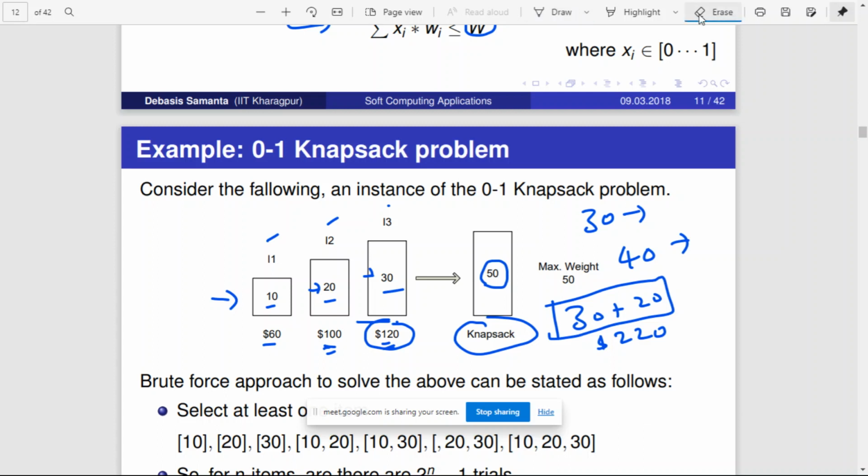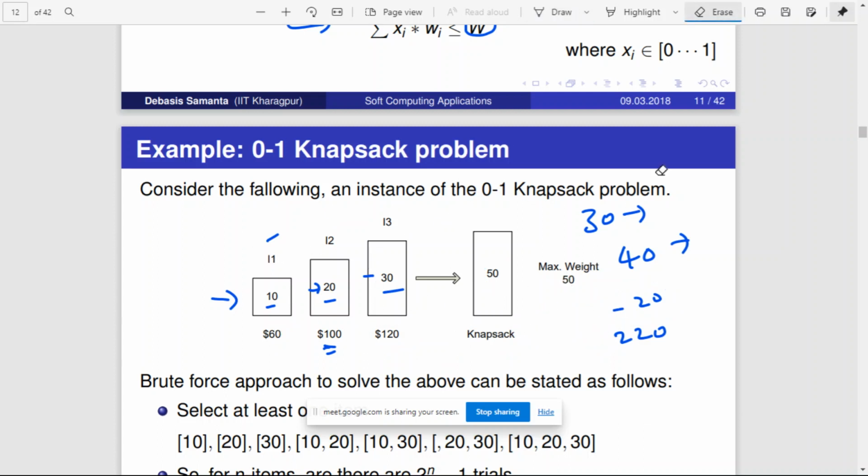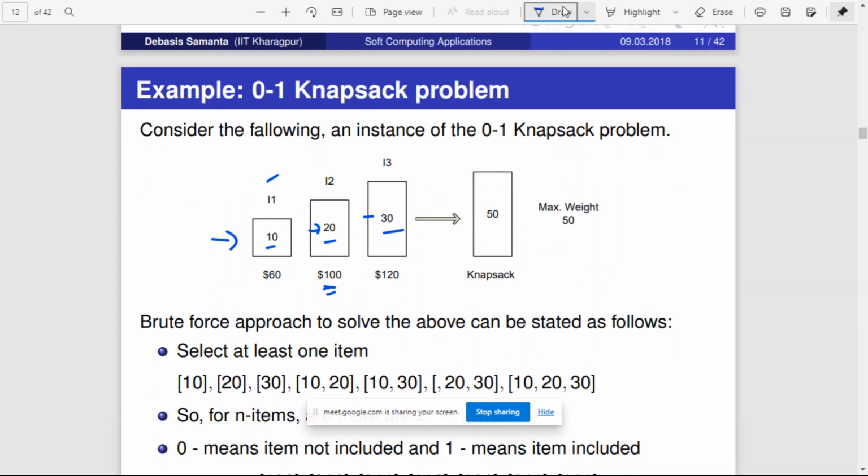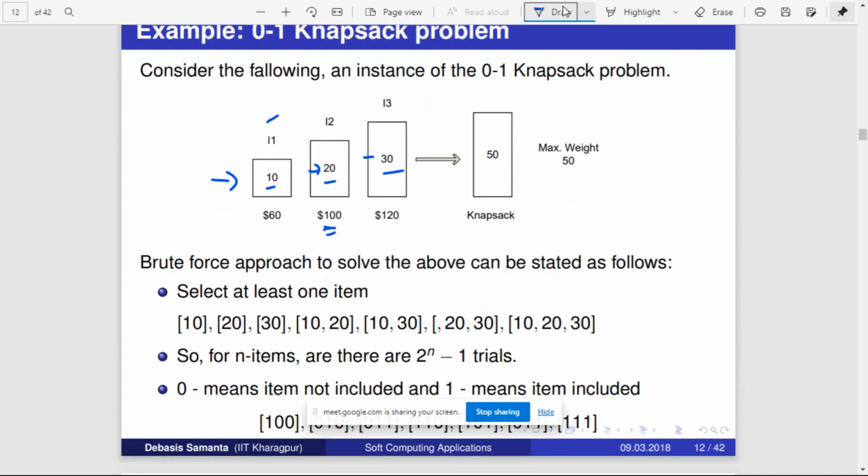Now how can this problem be represented in the binary encoding technique? That's what we are going to discuss. First of all, these are the possible combinations. These are the different combinations available. One is that the thief can take only 10 and leave the rest. This is one combination: the first item, I1, alone.